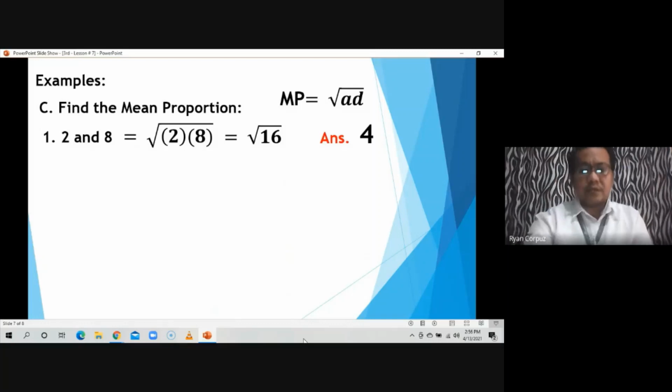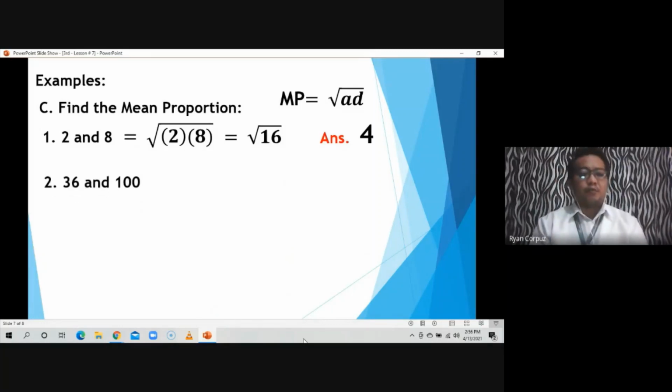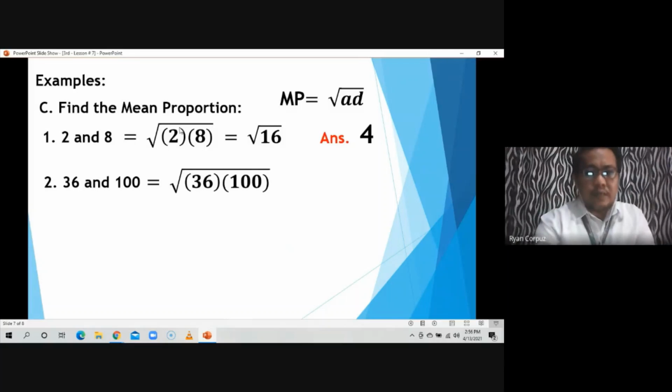Let's try another. So find the mean proportion of 36 and 100. So let's apply again the formula by substituting 36 and 100 in place of A and D. So we come up with the square root of 36 times 100. So ang ginawa natin on the first example, we multiply the two to come up with the answer of 16. So pwede rin natin gawin yon on example number 2.